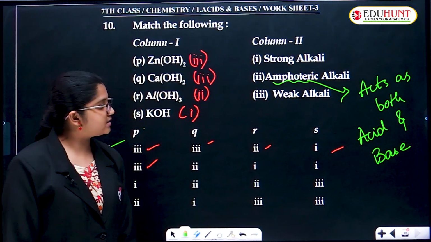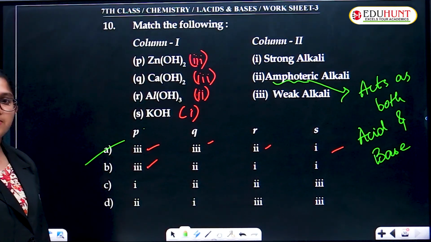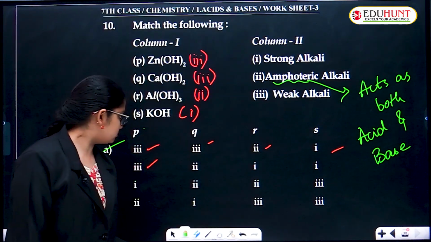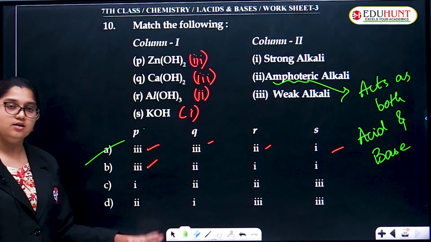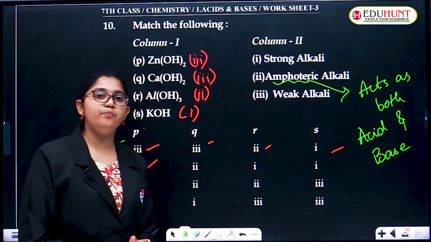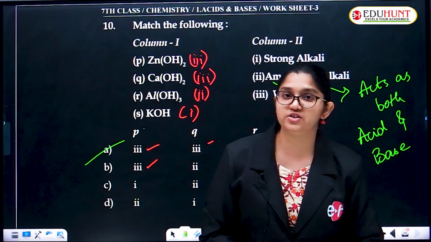This is all about the particular matchings: 3, 3, 2 and 1. We'll go with option A. Clear? This is all about the 10 bits from the mains model of worksheet 3.